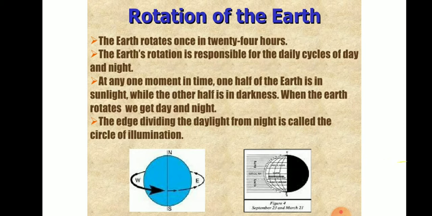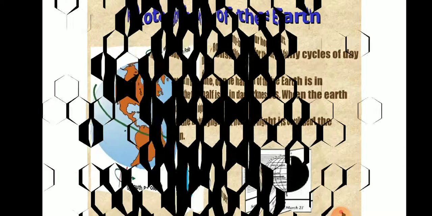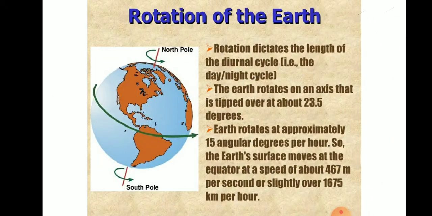Next, this rotation dictates the length of diurnal cycle, that is day and night. The art rotates on its axis, that is tilted, at about 23.5 degrees. That means art axis is not straight, it's tilting, and angle of inclination is 23.5.